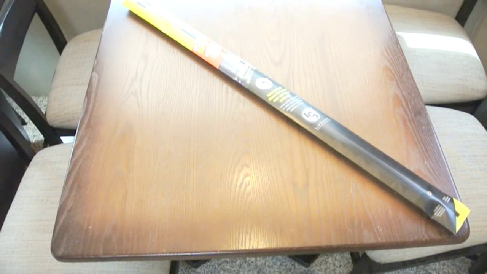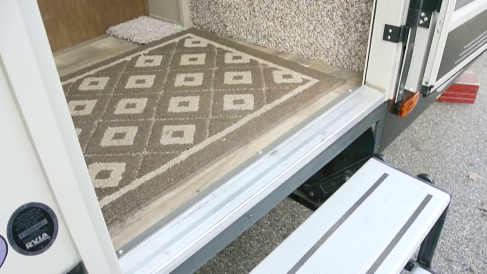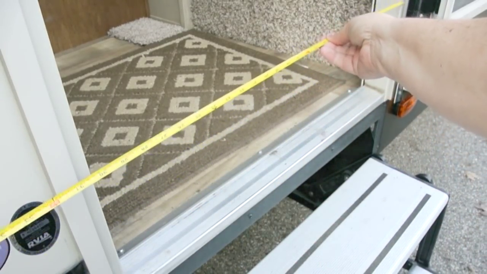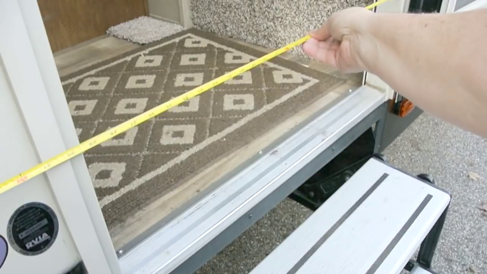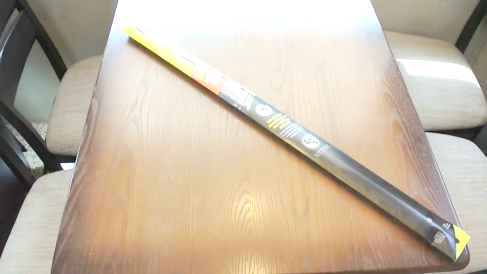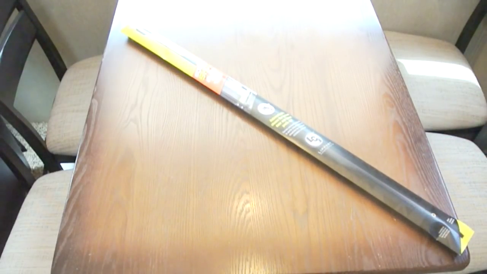And there are actually 5 different sizes available, and it's designed to work with a 22-inch, 24-inch, 26-inch, 28-inch, or 30-inch door. To obtain the correct size, you have to measure the door frame from the inside to the inside. And I'm looking at about 29.5 inches. So after rounding my measurement up, I found that I needed a 30-inch, and that's the one I've ordered. And these are around $20 or so, so they're not very expensive.